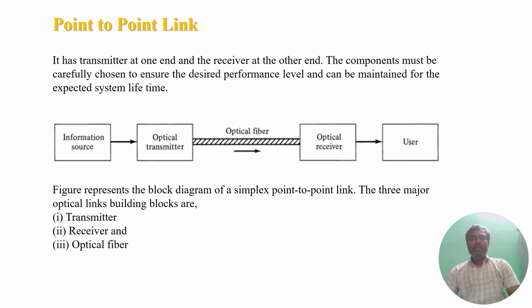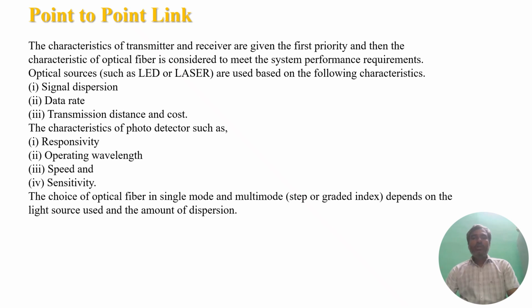While designing a transmitter and receiver, the components are chosen carefully in order to meet the desired performance of the optical communication system. The important component in the design of the transmitter is the optical source. Optical source can be an LED or laser. While choosing an optical source, the following characteristics must be taken into consideration. One is signal dispersion, second one is data rate, third one is the distance to be transmitted.